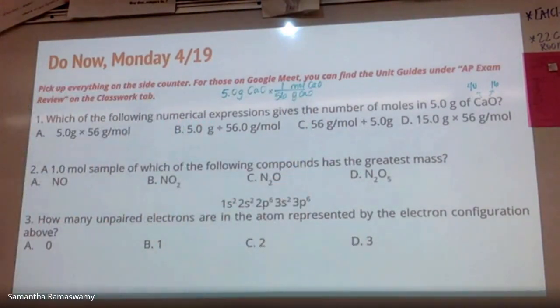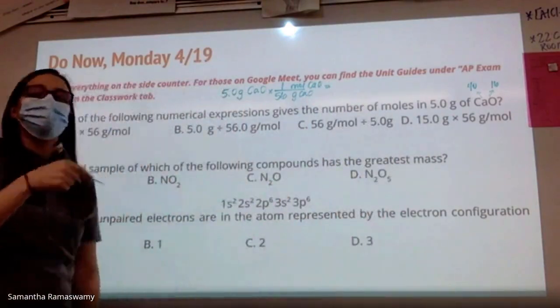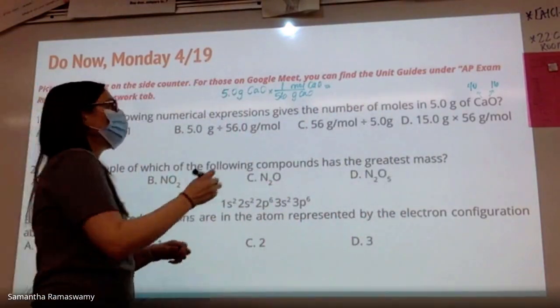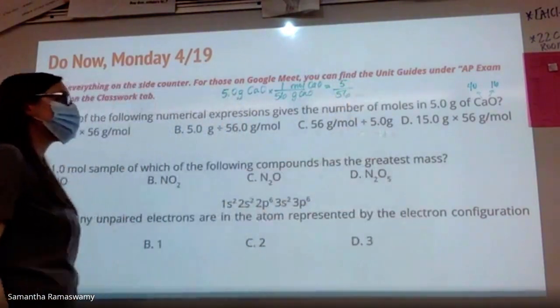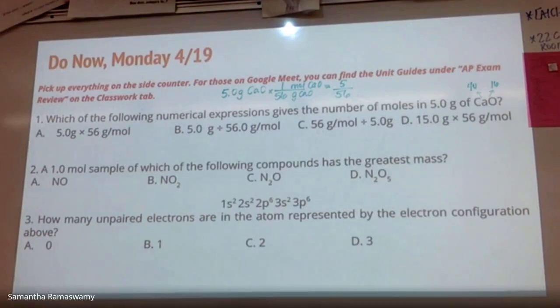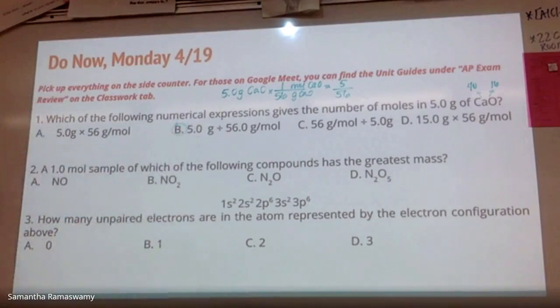Now, even if you read it like this, some people look at the answer choices and start getting in their own head. And they're like, well, maybe it's this one, maybe it's this one. Write out how you would plug it into the calculator. So I would do 5 divided by 56. Pick which one of these answer choices is 5 divided by 56. All right, that's B.